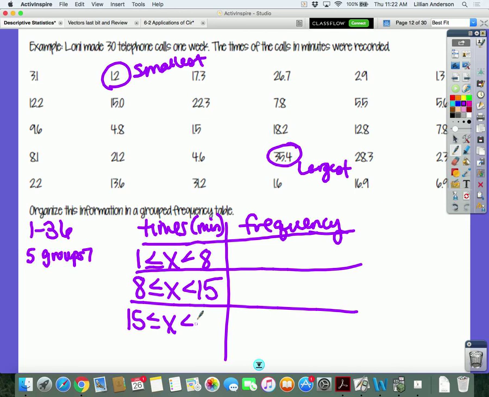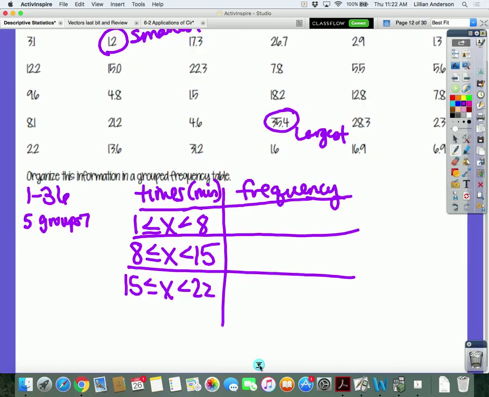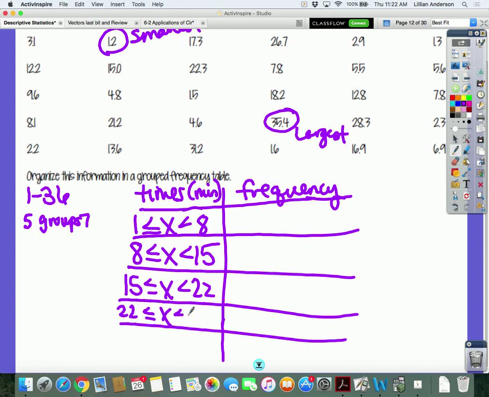The next one would be 15 to what? 22. But not including? I wrote 2. The next one should be 22 to what? So then the last one should be 29 to 36. Now, are all these groups of equal width? Yep.